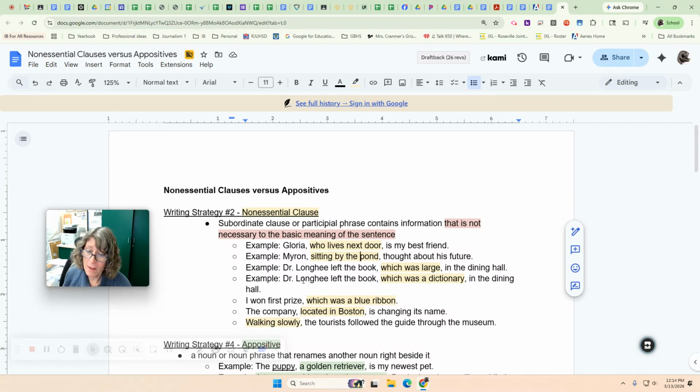The same is the case for all the rest of these. Myron, sitting by the pond, thought about his future. It's nice to know that Myron is sitting by the pond, but we don't have to know it to know that he's thinking about his future. The same for the rest of these examples.